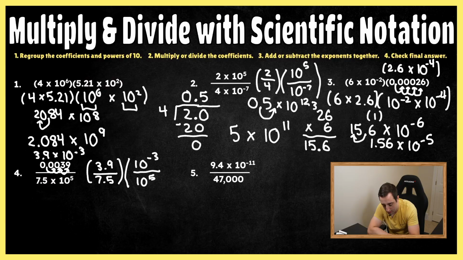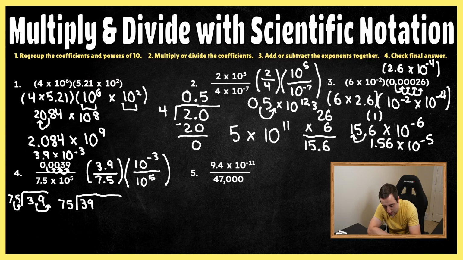Now let's go ahead and divide our coefficients. So we have 3.9 divided by 7.5. We first need to make sure that our divisor or the number on the outside is not a decimal. So we're going to move it once to the right. But in return on the inside, we also have to move this once to the right. So then we're going to get 39 on the inside, 75 on the outside.